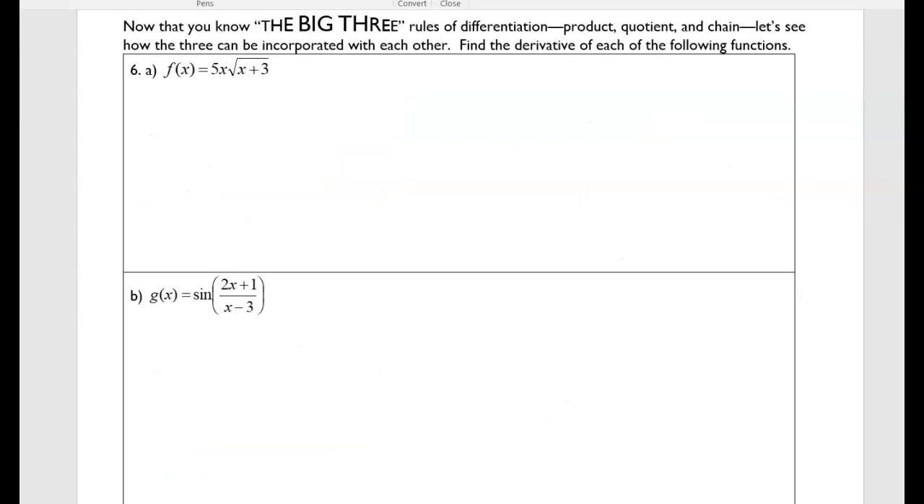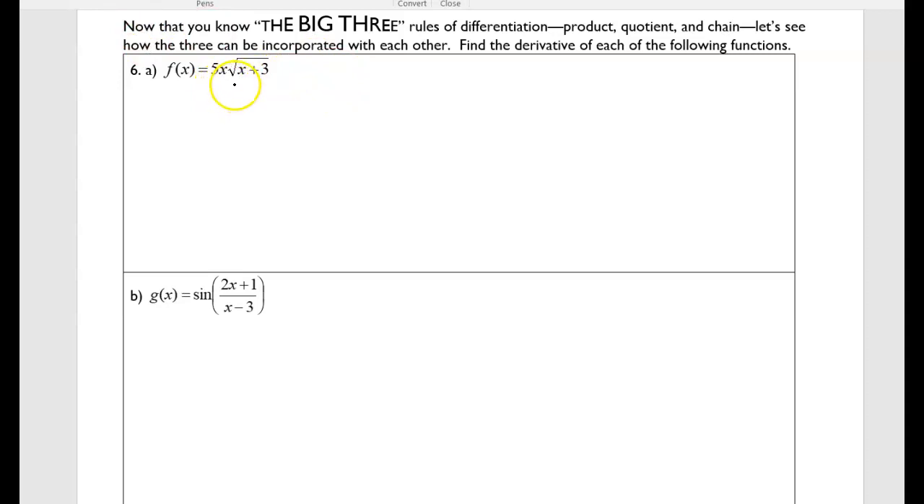So at this point, you really know the big 3 rules of differentiation. So you know product rule, quotient rule, and chain rule. And now what you're going to have to do is decide which rules can be used when. Sometimes you'll need more than one. So in 6a, let's think about what rules would I need to use. So I have to decide, is there a product involved? Is there a quotient involved? And is there a function times a function inside of another function? It might help you to rewrite first.